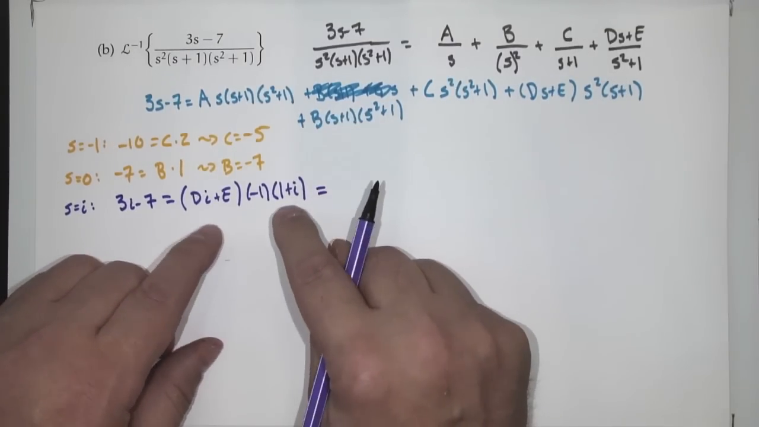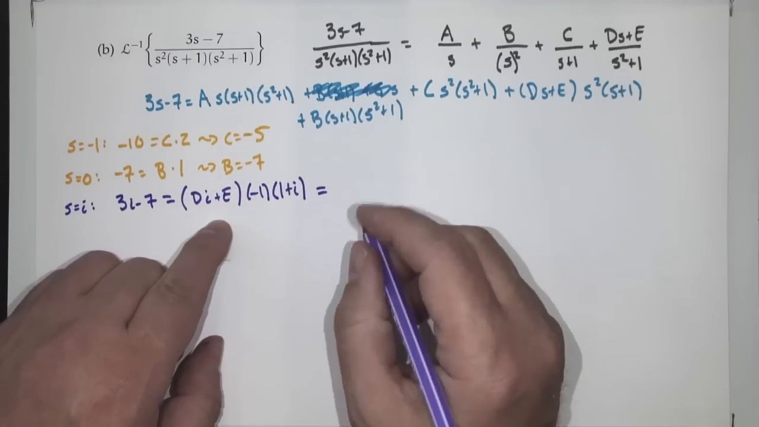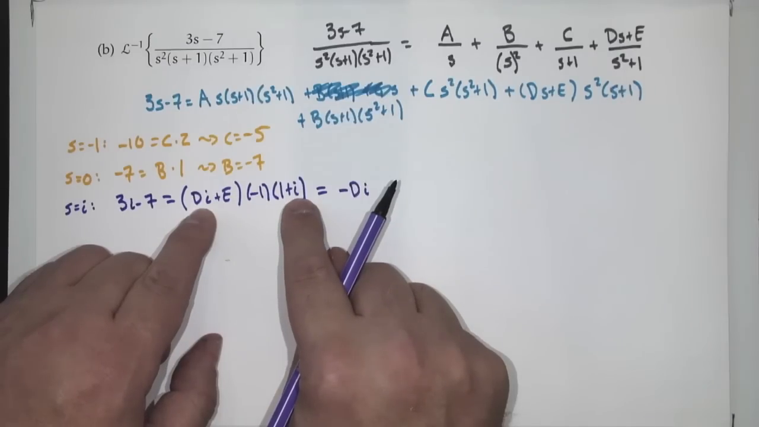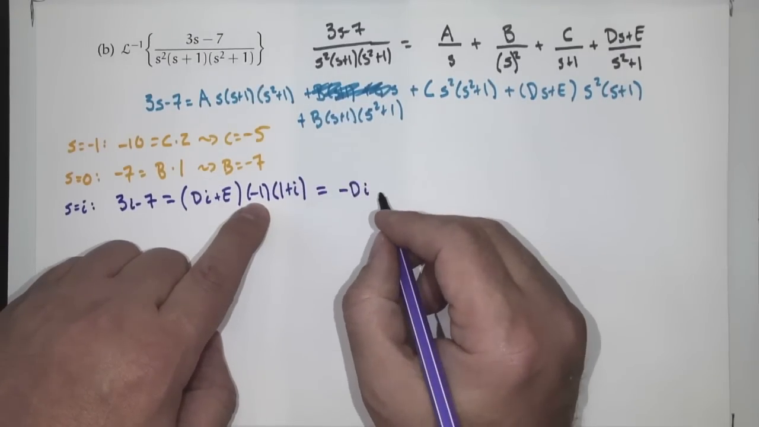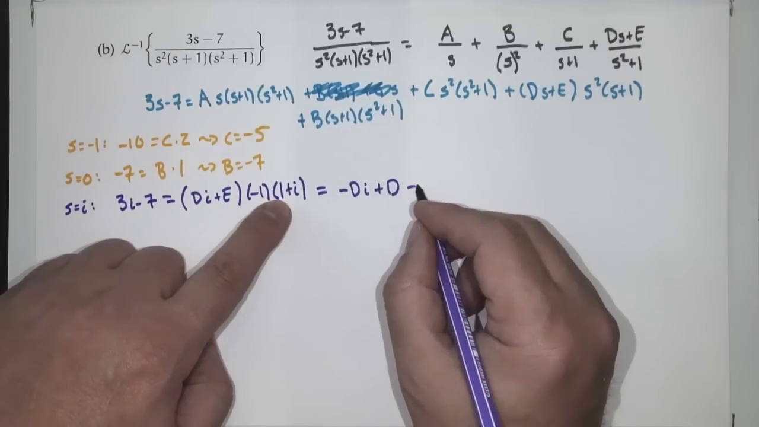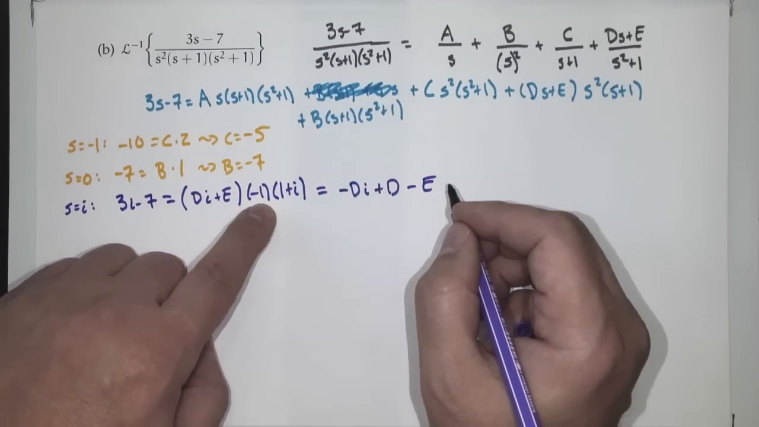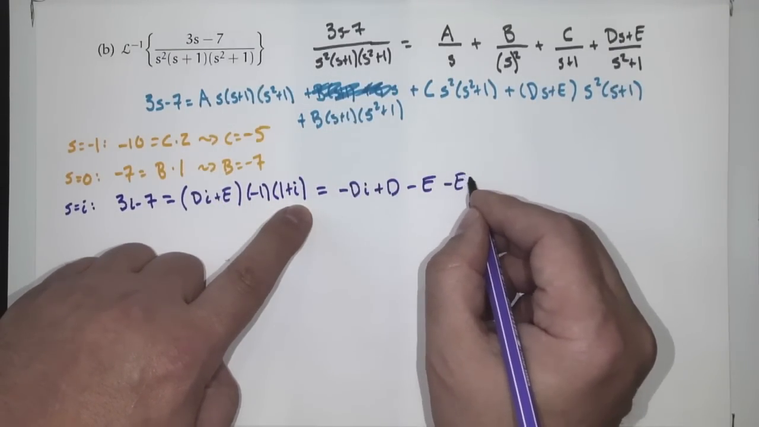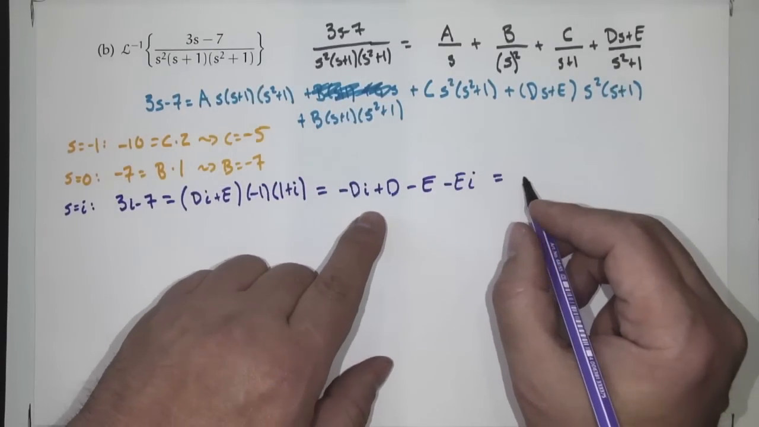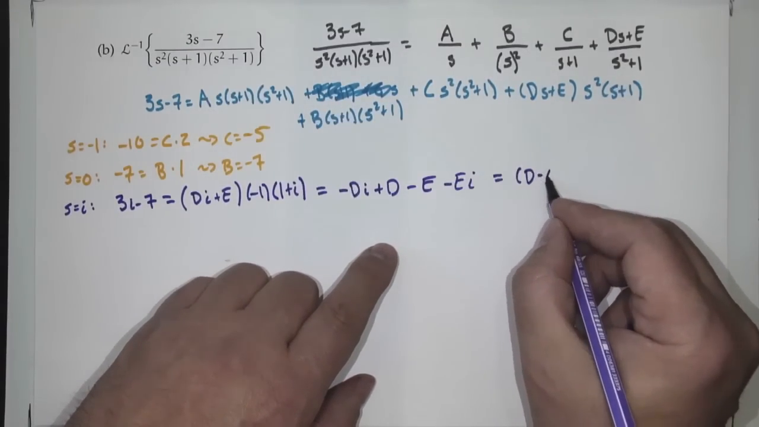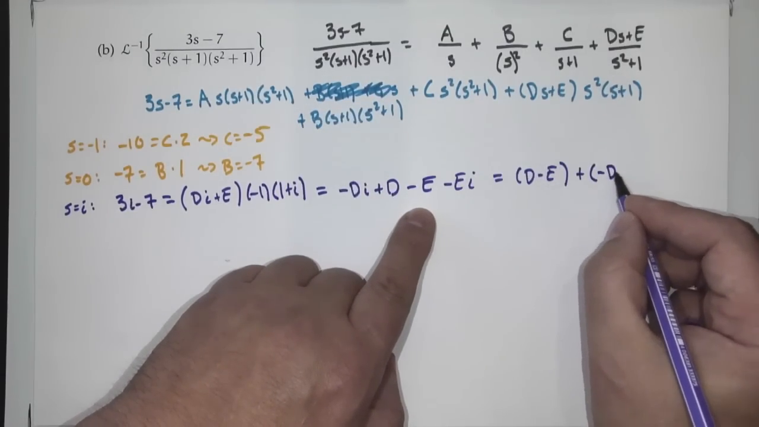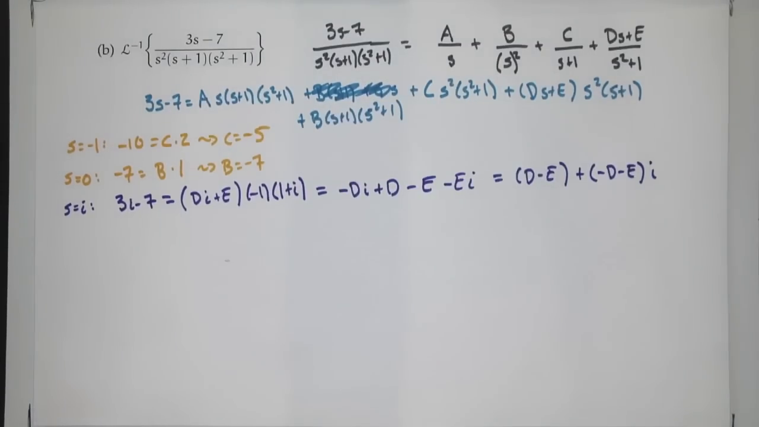Okay, so let's see, we'd have a D times I, don't forget the minus, so that's a minus DI, then a DI squared, so minus D, don't forget the minus though, so that makes a plus D. And then we have E times minus 1 times I, which is a minus E, and E times minus 1 times I, which is a minus E times I. Okay, so which becomes, well, D minus E, this part here, plus minus D minus E times I.